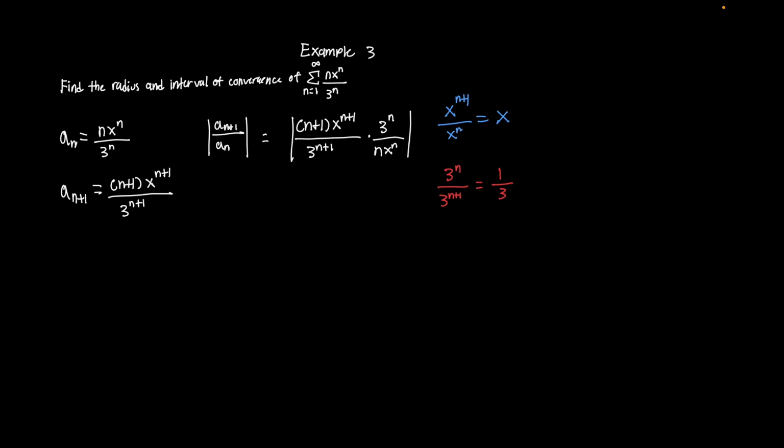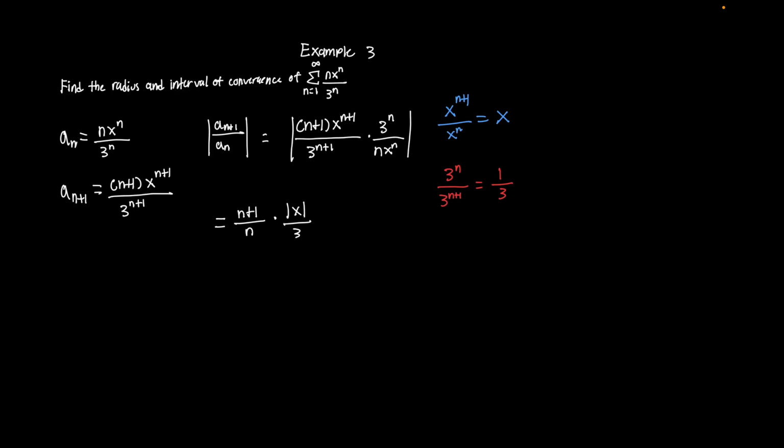So now our simplified expression becomes n plus 1 over n, we'll just group these together, times, and we still have the absolute value of x over 3. Always keep the absolute value signs for the x's, by the way. I don't know if I said that last example, but just always have the absolute value there. So now we take the limit.